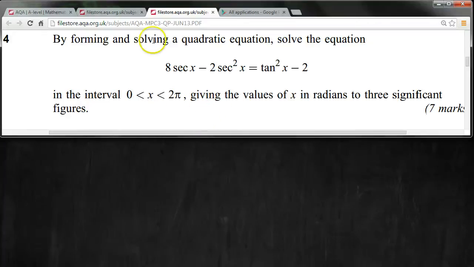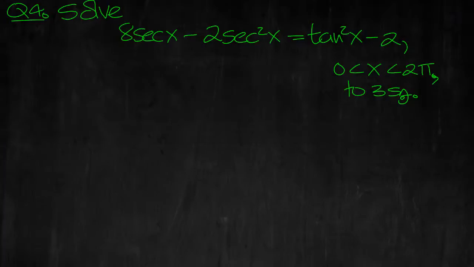Okay, here's the question then. So let's have a look at it. I've written it in summary form. Now we've got a tan squared. Now what is it? We know that sine squared plus cos squared equals 1. So what's the tan squared?